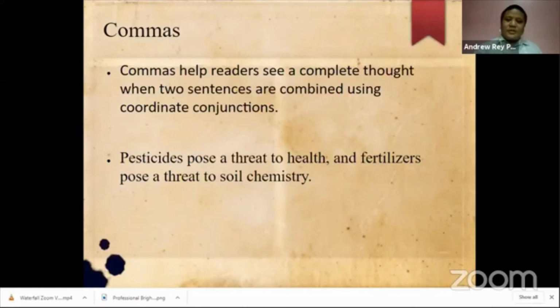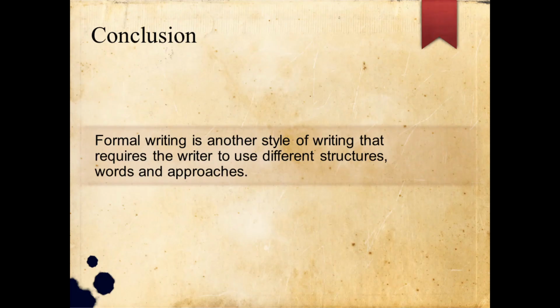Okay, so that's for the use of punctuation for producing a formal style. We use a semicolon and we can use a comma to produce a more formal style. In conclusion, formal writing is another style of writing that requires the writer to use different structures, words, and approaches. Thank you very much.